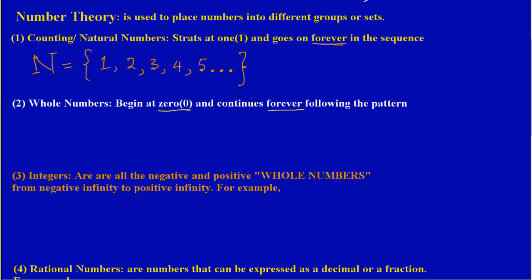Now the next set of numbers, the second set of numbers that we're going to be looking at, are the set of whole numbers. Now whole numbers begin at 0 and they continue forever following the pattern. And again, before I show you the pattern, I'm going to show you the letter that is used to represent whole numbers. And representing whole numbers, we use a capital W. Okay, so here I am going to use a capital W to represent my set of whole numbers.